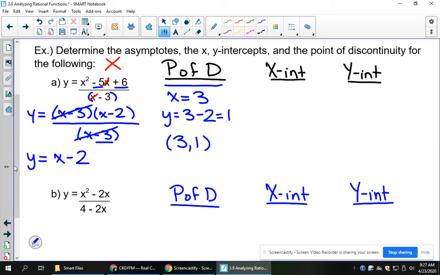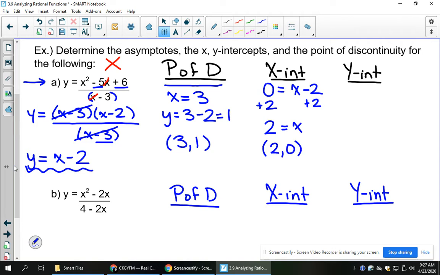Now, what are we going to use to find x and y intercepts? Are we going to use the more complicated equation that we started with, or the simplified one after we factored and canceled? The good news here is that we use the simplified one. So finding the x-intercept ends up being quite a simple task. Make your y value 0, do algebra, and you're going to get 2 equal to x. The x-intercept, remember the y value is 0, is (2, 0).